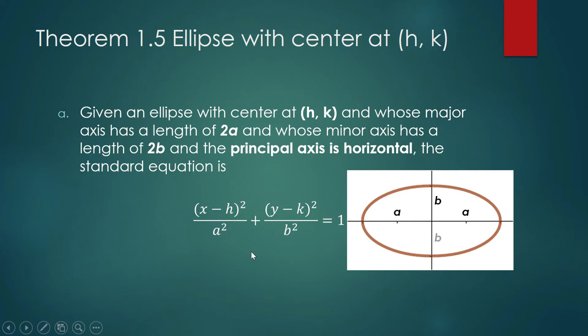a will help you locate the vertices. So from the center, you add a horizontally, you get to one vertex. You add a or you add negative a. In previous videos, we had been saying subtract a, but another way of saying that is add negative a horizontally to your center. That will get you to the other vertex.